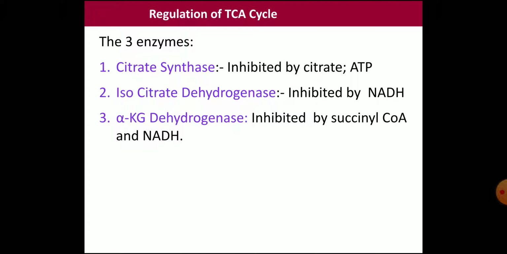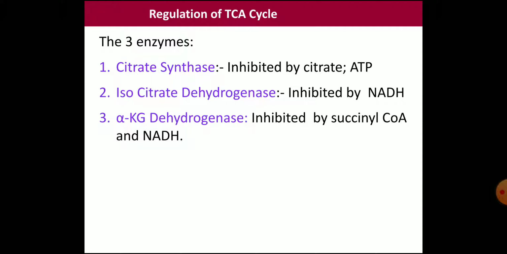The three regulatory enzymes are citrate synthase, which is inhibited by citrate and ATP. In general, if the cell has enough energy, that is, the energy status of the cell is high, there will be inhibition of the enzymes of the citric acid cycle. Okay, so ATP, if it is high, will inhibit citrate synthase. Similarly, the product citrate, if it is high, inhibits citrate synthase.